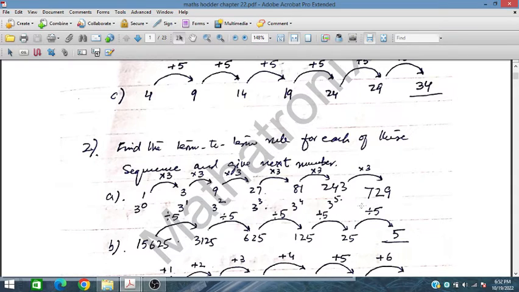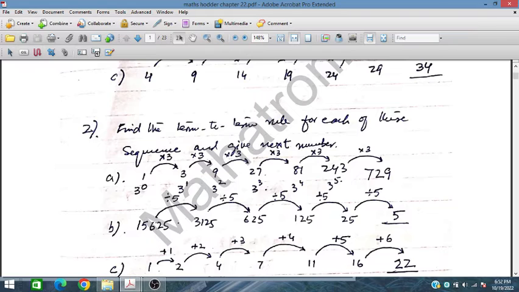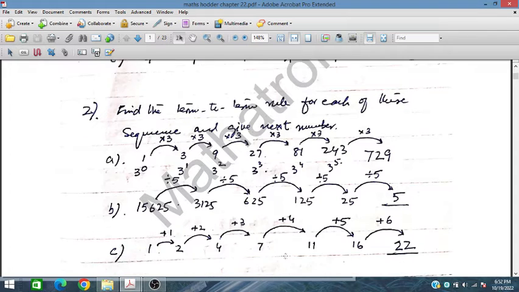Similarly for this one, this is 6 power 6, which is 729. So this power is increasing. Similarly for this one, we are dividing by 5 to get the next term. So the current term is divided by 5 to get the next term, and eventually this term is generated.